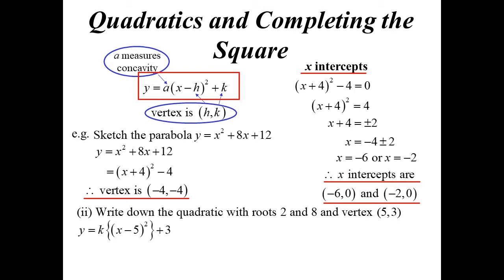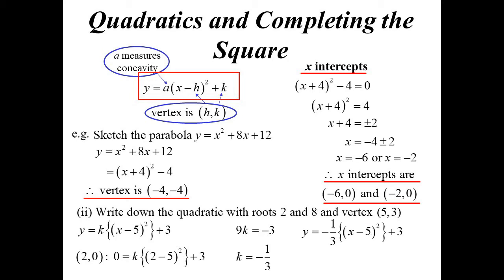If I set it up like that, then I can substitute in any point I like to get what the constant is. So I've substituted in (2, 0), because that's one of the x-intercepts. We end up with the constant equals minus a third. And so there it is in completing the square form. If I expanded it out, we'd see we got the same equation that we saw yesterday. So that's another way of looking at quadratics, which might make questions easier.